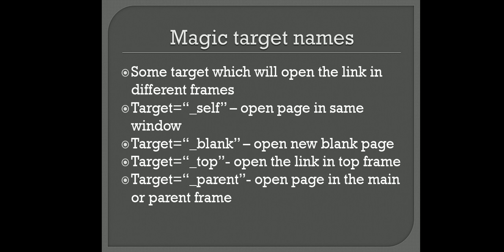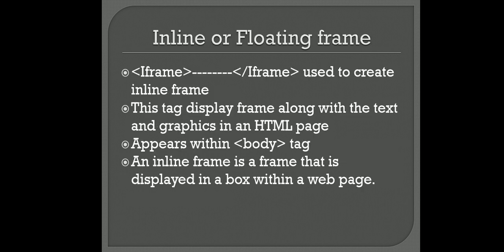These are the magic four things, the magic target names, most probably called magic target names in the frames, and they are most used in nested frames.